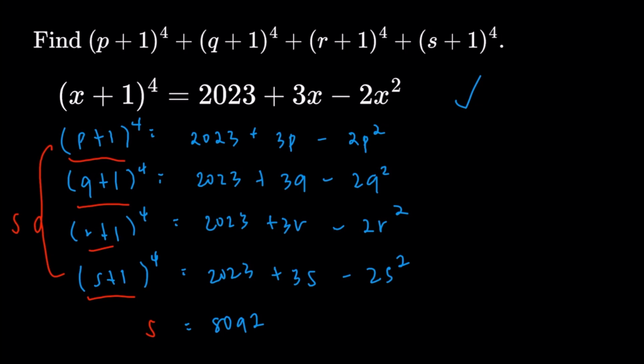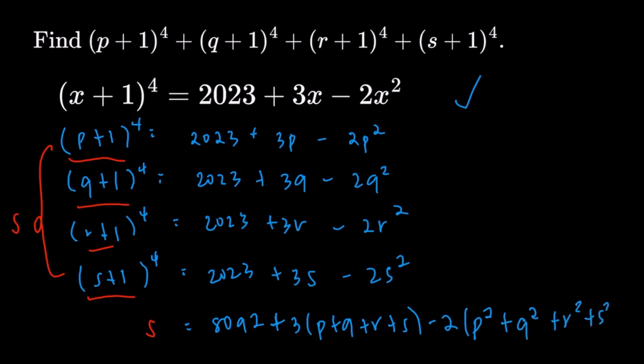And then 3P plus 3Q plus 3R plus 3S. We could factor the 3 out. So it's going to be plus P plus Q plus R plus S. And then minus 2P squared minus 2Q squared minus 2R squared minus 2S squared. I could factor a negative 2 here, so minus 2, and then the sum of the squares, P squared, Q squared, R squared, and S squared.